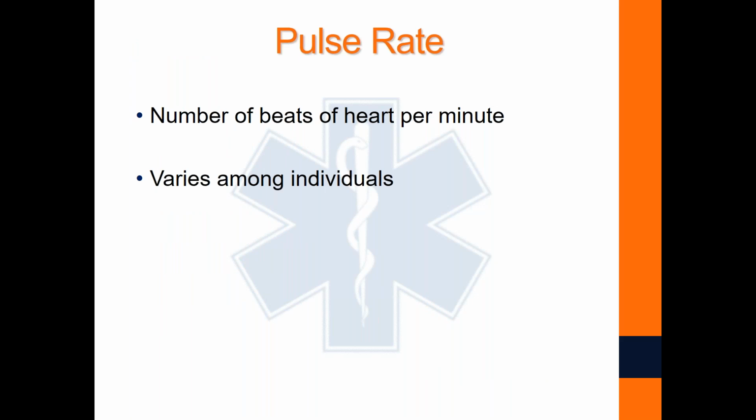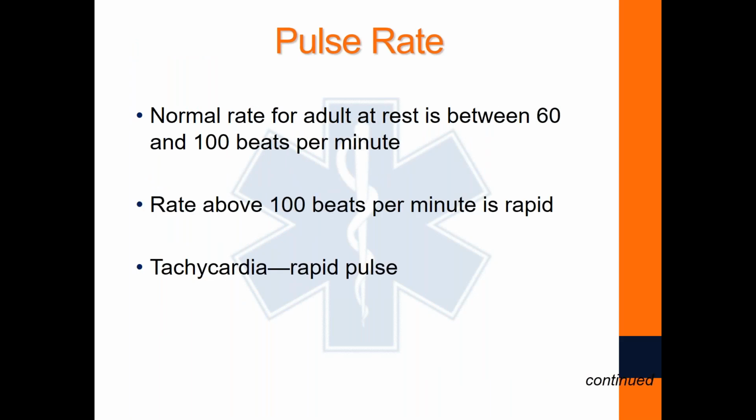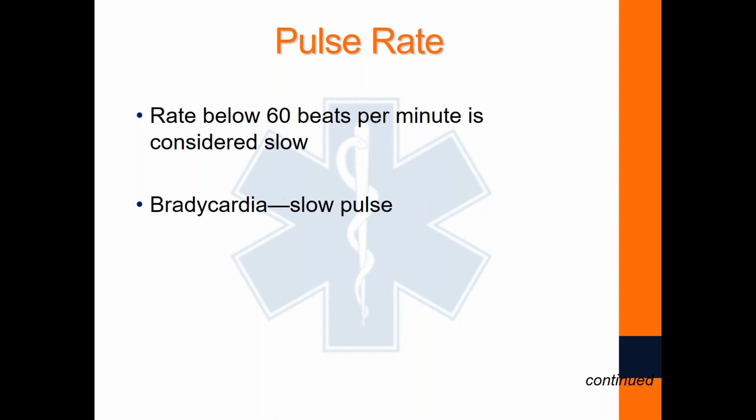We're counting beats per minute. When we talk the law of averages here, normal pulse rate for an adult at rest is between 60 and 100. If we have a rate that is above 100 beats per minute, we're going to call that rapid. Our rapid pulse is also known as tachycardia. Tachy, fast, cardia is heart rate, so rapid pulse. If our patient has a heart rate that is below 60 beats per minute, that is considered to be slow. Slow is what we call bradycardia. Brady being slow, cardia being heart rate, slow pulse.